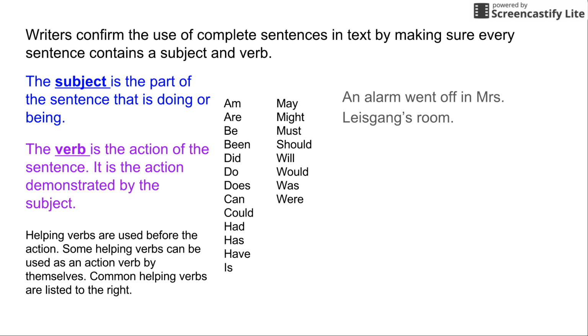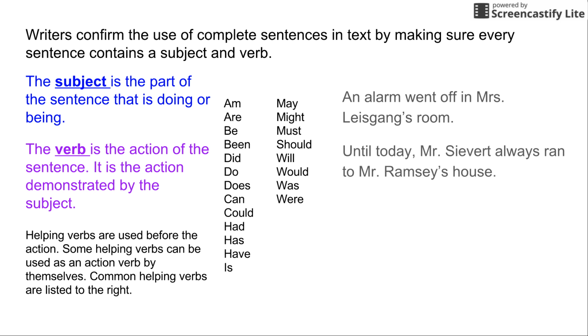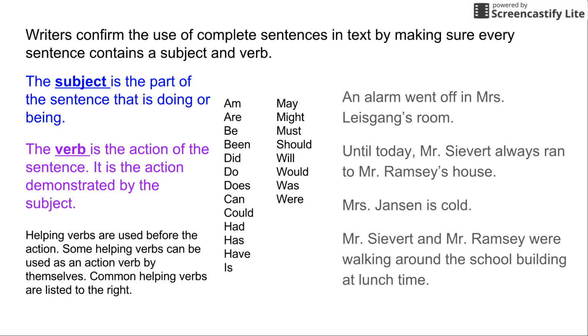Now, I have a couple example sentences here. An alarm went off in Mrs. Leisgang's room. Until today, Mr. Sievert always ran to Mr. Ramsey's room. Mrs. Jansen is cold. Mr. Sievert and Mr. Ramsey were walking around the school building at lunchtime.